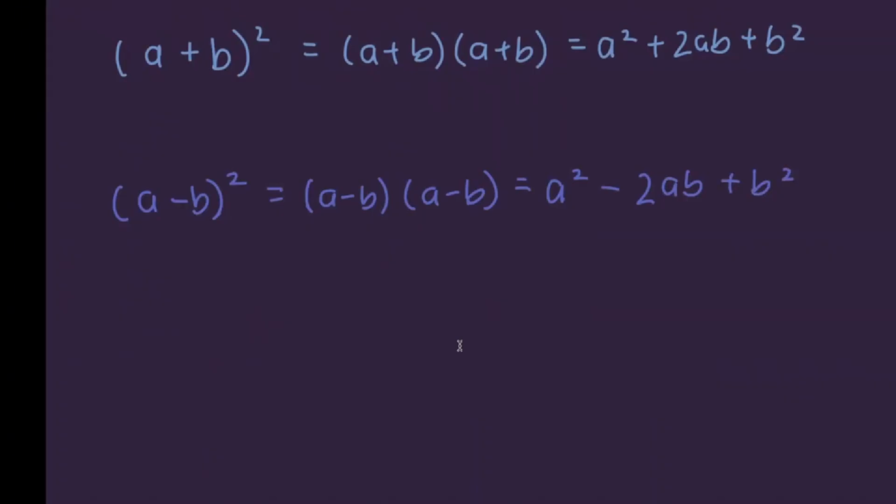And the last one, a squared minus b squared. This is equal to a plus b times a minus b. These show up pretty often, and memorizing them would save you a lot of time.